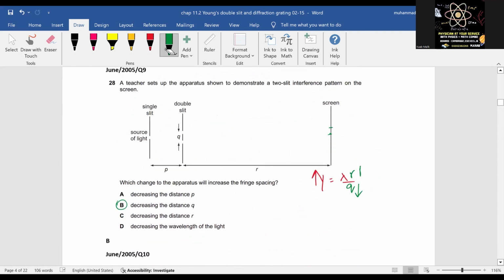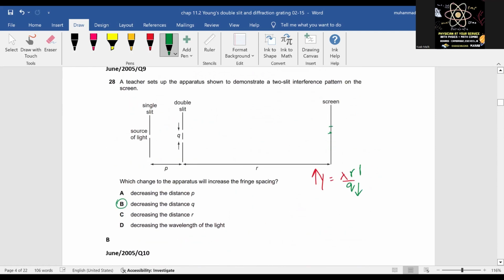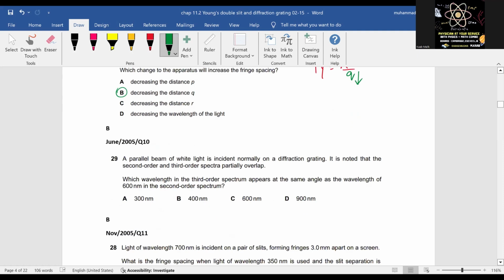Sir, what did you say about R? Bro, R is directly proportional to Y, na? So to increase Y, you have to increase it. Okay, good.